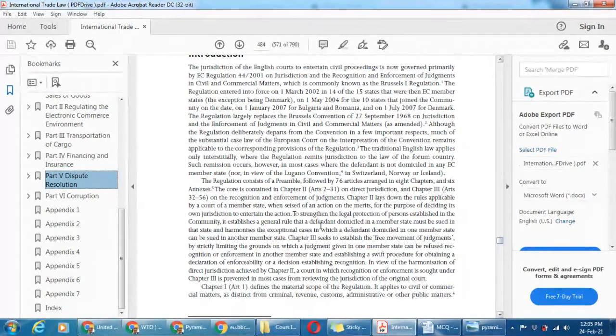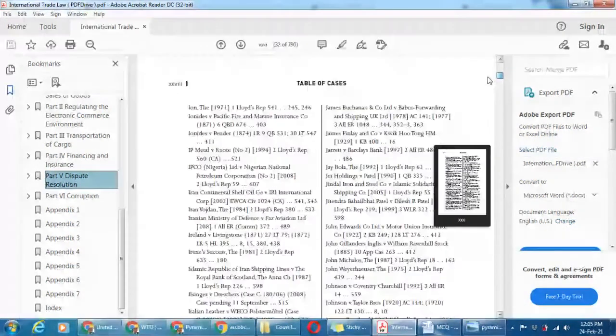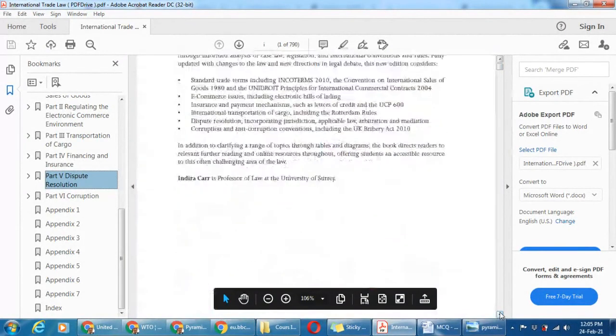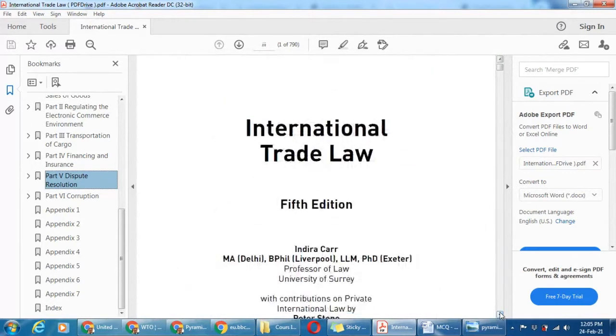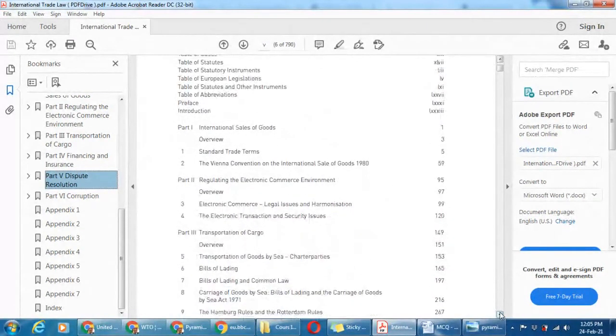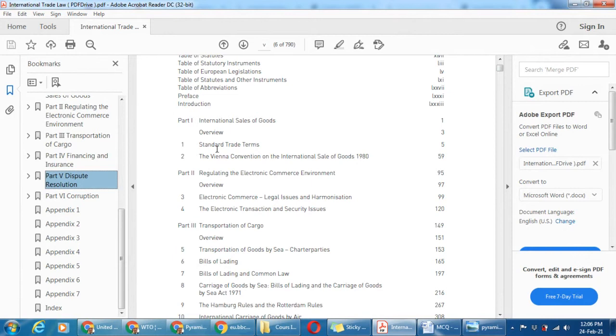We should now talk about a few topics related to international trade. When we talk about international trade, we should understand the type of topics related to this field of study. As I said at the beginning of this lecture, we have topics that we should cover. So when we talk about international trade law, we talk about international sales of goods, that means the Vienna Convention, as I explained. Here is the Vienna Convention on the International Sale of Goods, established in 1980.